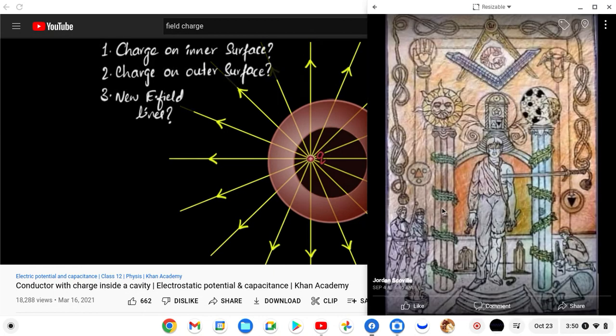So the question is, once all the electrons have stopped moving, once we have reached electrostatic condition, we have to answer three questions. What would be the total charge on the inner surface and how the distribution would be? What would be the charge on the outer surface and how the distribution would be? And what would the new electric field lines roughly, the sketch of that, how would that look like?